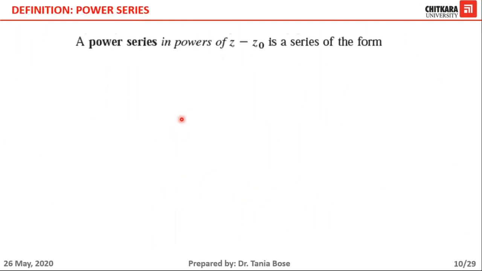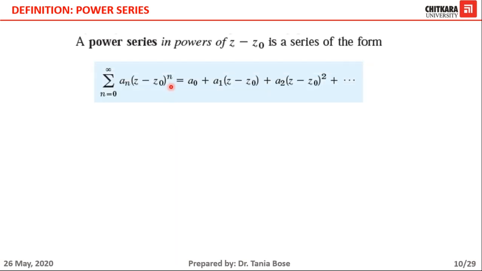A power series is a series in the powers of z minus z naught. So we write a power series as a naught plus a1 (z minus z naught) plus a2 (z minus z naught) square plus so on. In compact form, if I want to write it as a summation, I can write it as summation n going from 0 to infinity a n (z minus z naught) whole raised to power n.